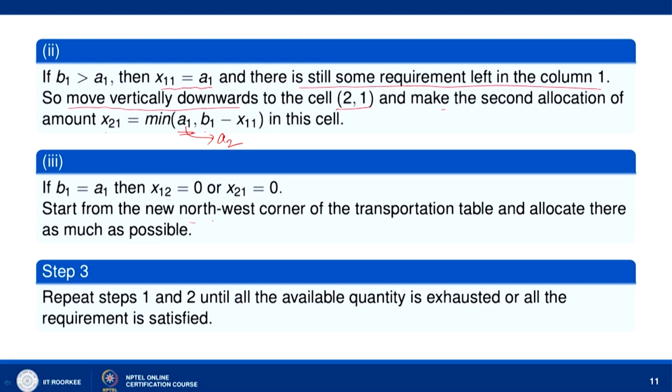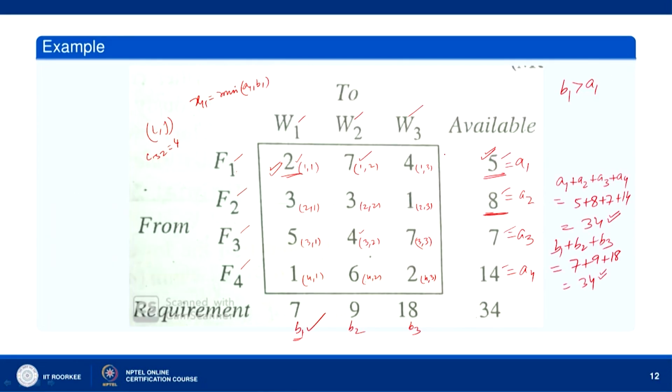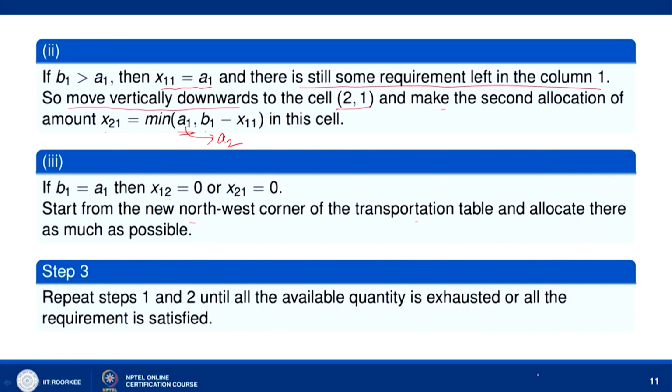Then start from the new northwest corner of the transportation table and allocate there as much as possible. Suppose we have crossed out the first row; then we will have this table, with the second row, third row, and fourth row. This is our new table. We again consider its northwest corner, that is, cell 2 1 will now be the new northwest corner, and we repeat these steps. So, repeat steps 1 and 2 until all the available quantity is exhausted or all the requirement is satisfied.